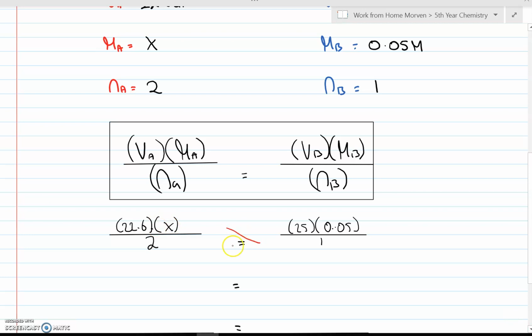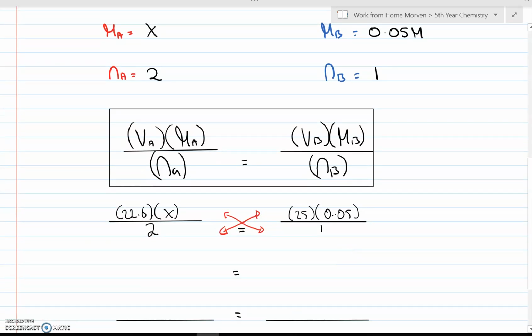So we want to get rid of our fraction, and the handiest way is to cross multiply: the top on one side by the bottom on the other, and vice versa. That's going to give us 22.6 times X times 1. In other words, these two by this one here equals the bottom on this side, so 2 times 25 by 0.05. In other words, the 2 here by the 25 and 0.05 on the top on this side.